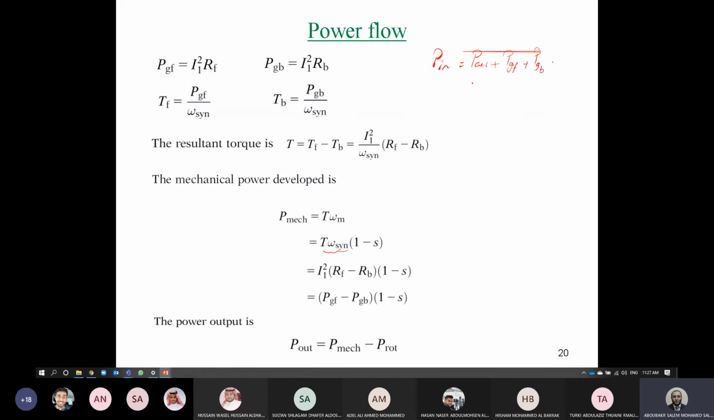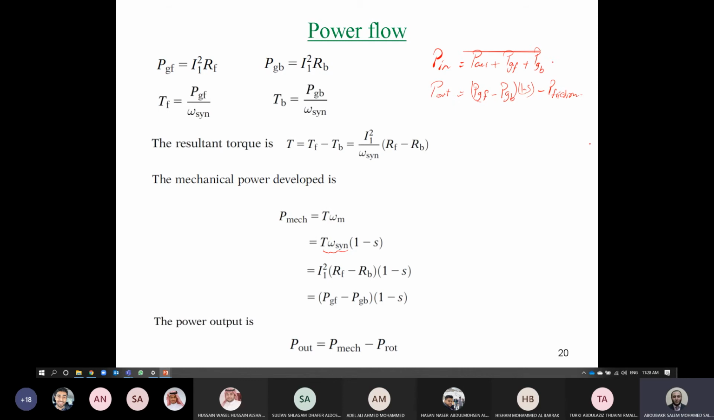صح كده يا شباب؟ However, in terms of output power, we can say P out equals B gap forward minus B gap backward multiplied by 1 minus S. This now will represent mechanical power, then minus B friction. صح كده يا شباب? Is it clear? So this now represents the motor output power.